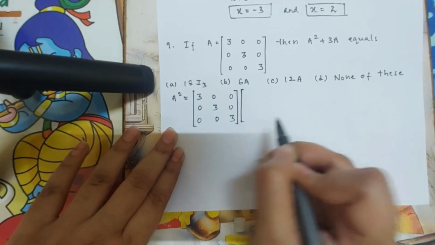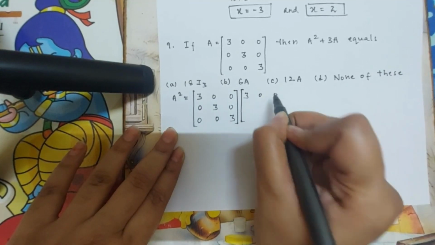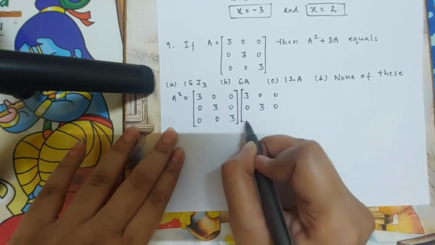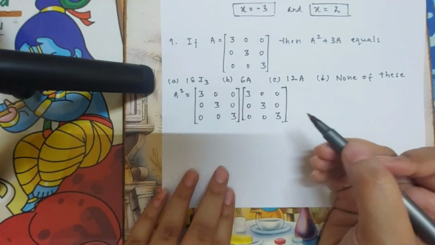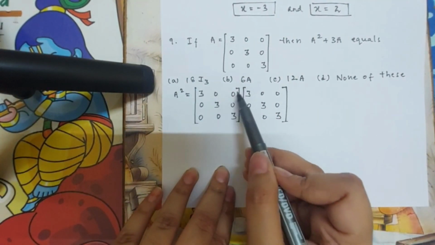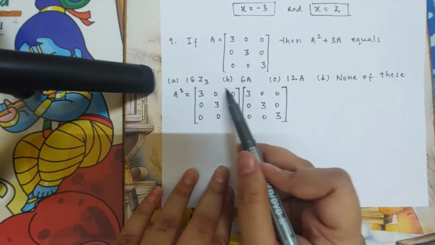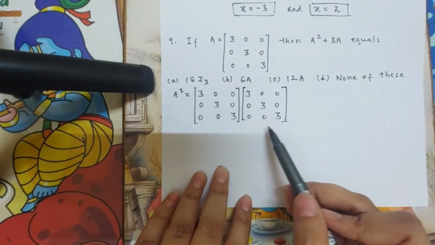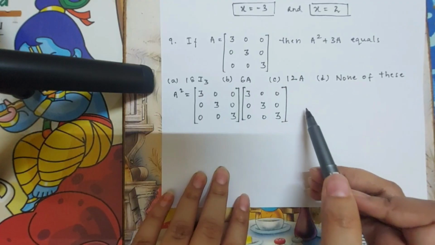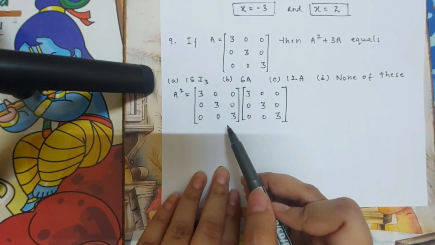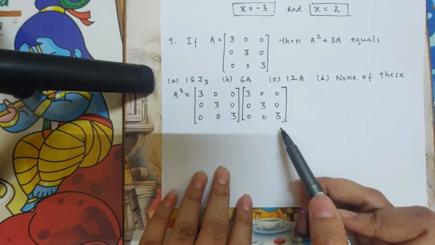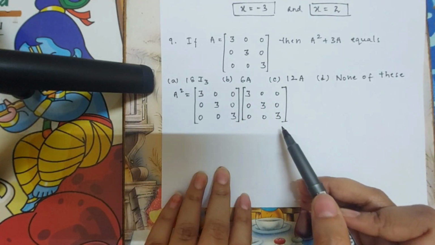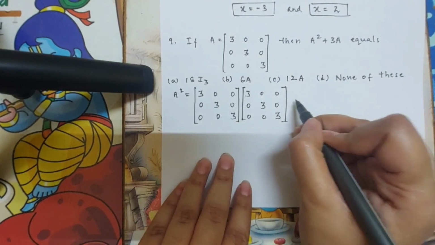multiplied with [3, 0, 0; 0, 3, 0; 0, 0, 3]. So we already know that for multiplying two matrices, the number of columns of the first matrix should be equal to the number of rows of the second matrix. So this is a matrix of order 3 cross 3, and this is also a matrix of order 3 cross 3. So I'll be able to multiply these two.